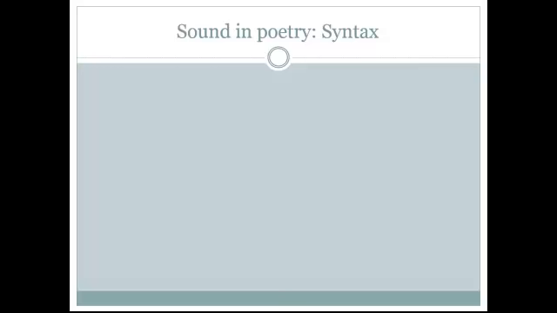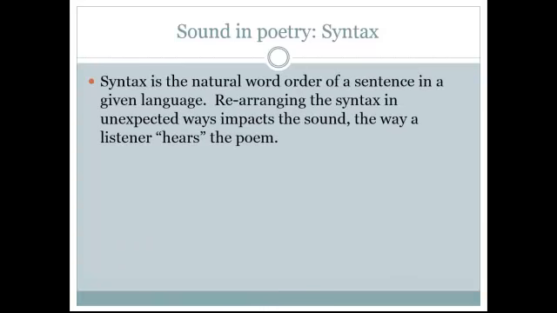And I know that earlier in the course I talked about unnatural syntax and how it can sound awkward and forced when you're trying to sort of bend the language to fit a rhyme. But there are also ways in which you can rearrange the syntax in unexpected ways to impact the sound and the way a listener hears the poem. And when you do that, it can have a pleasing effect.